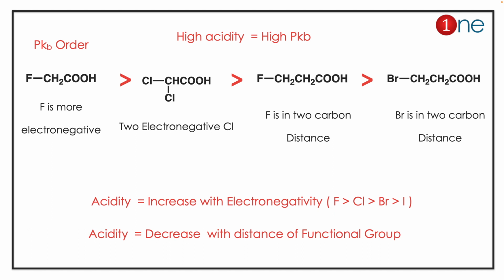So fluoroacetic acid will come first because fluorine is more electronegative and nearby. Next is dichloroacetic acid, where 2 electronegative chlorine atoms are there, so it comes second. The third one is fluoropropionic acid because fluorine is 2 carbons away, so it will come third. The bromine comes least because of distance as well as electronegativity.